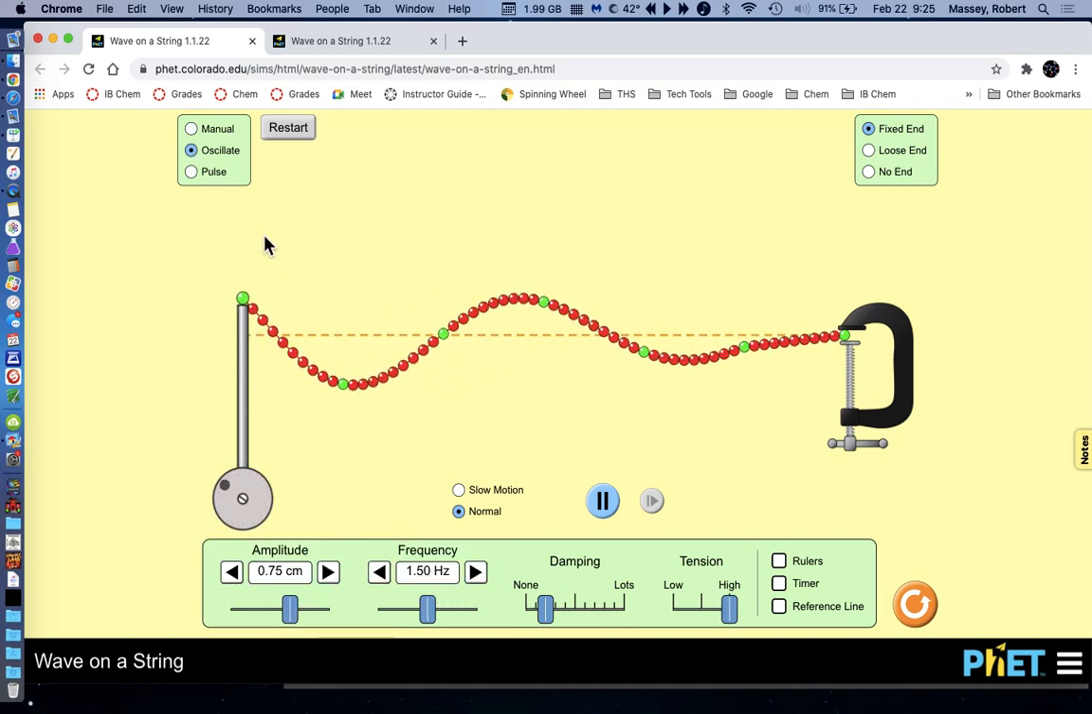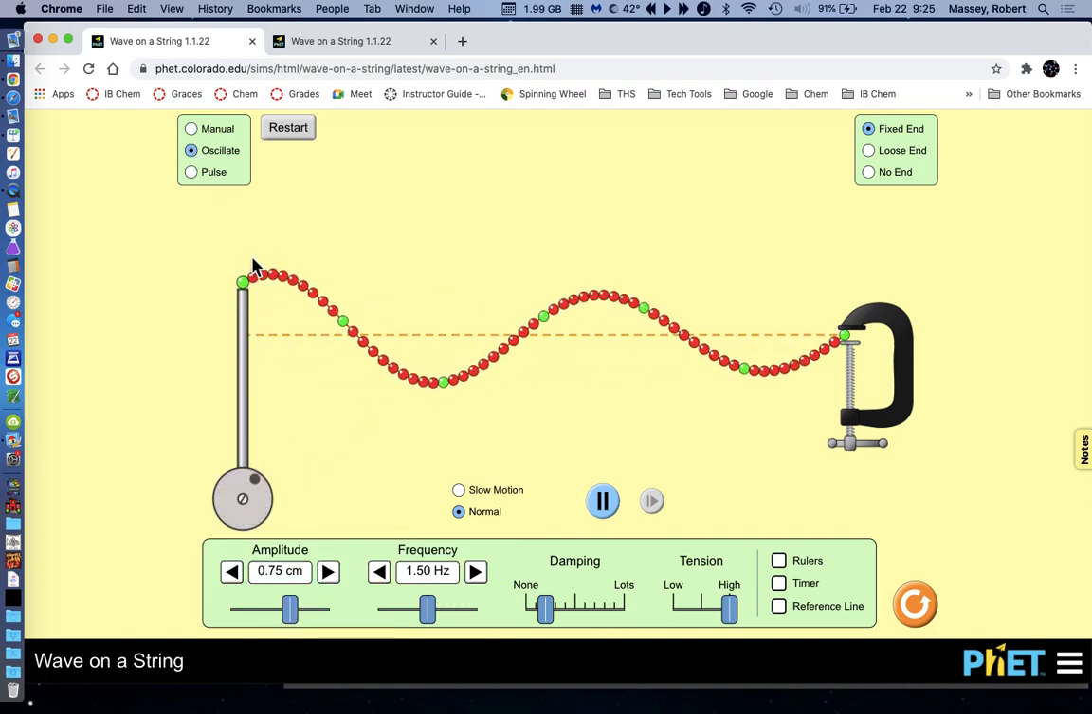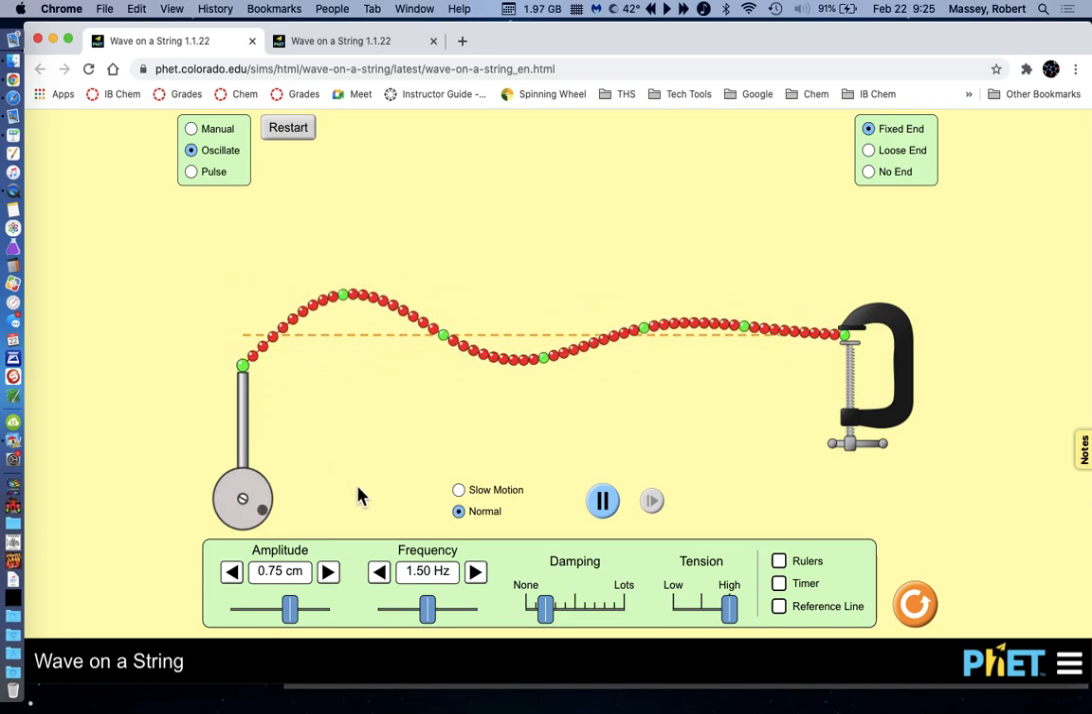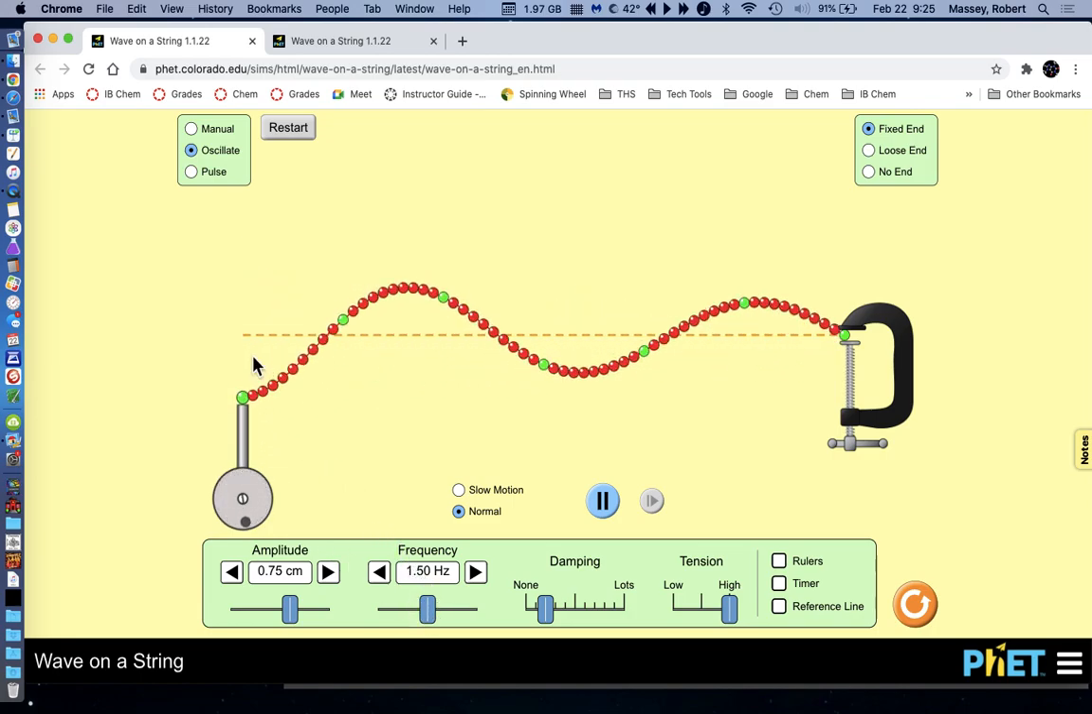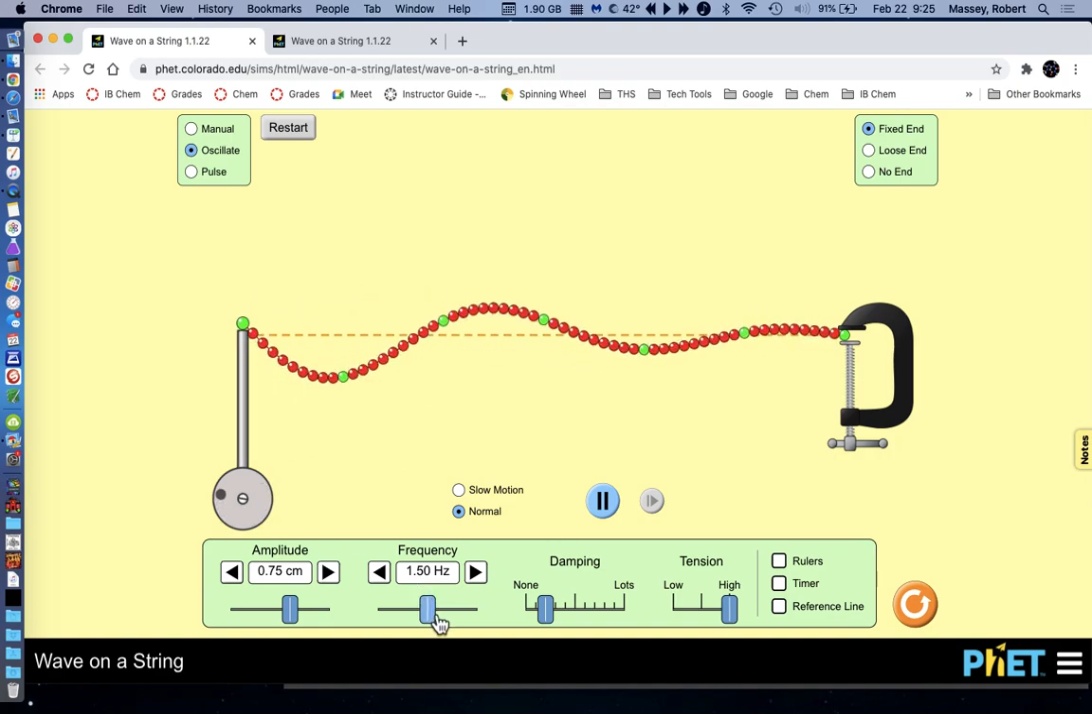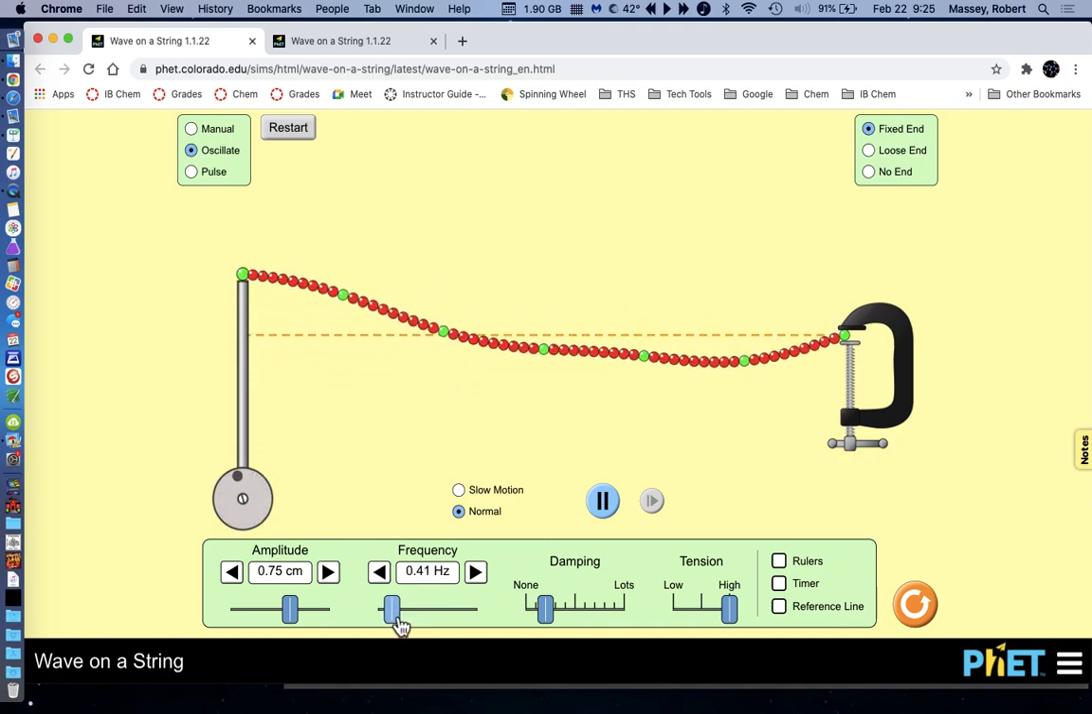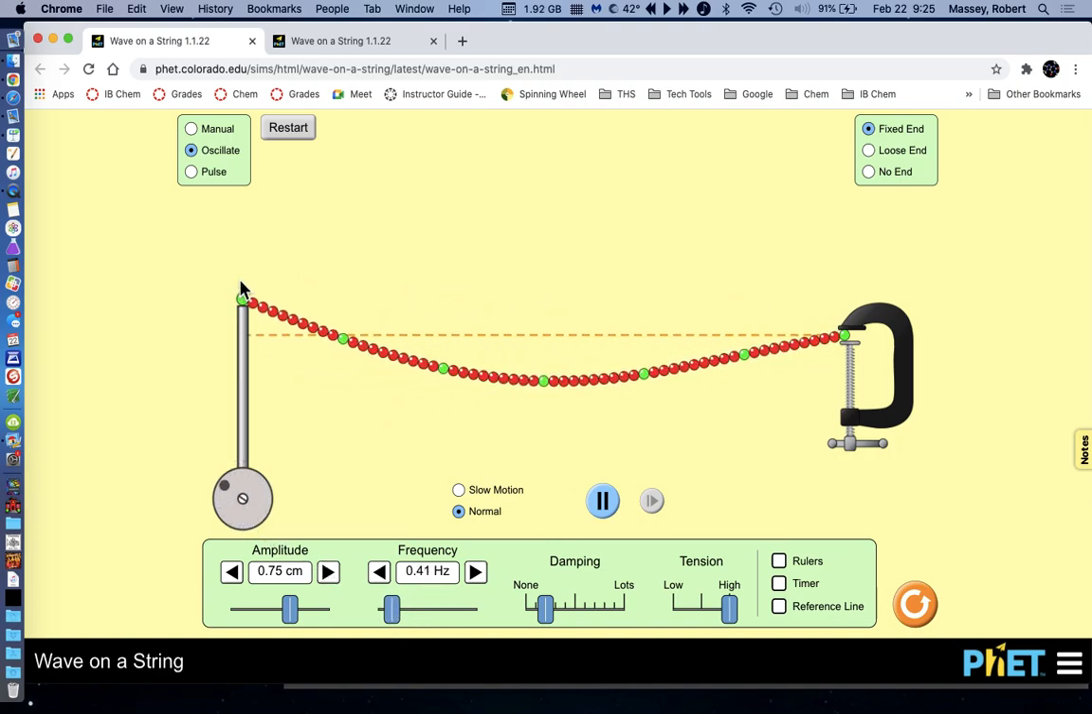This is a PhET simulation. So we're moving a chain up and down here, and I can change the frequency, but it's kind of better to think of it as energy. So let me slow it down here. So you can imagine that this is very low energy.